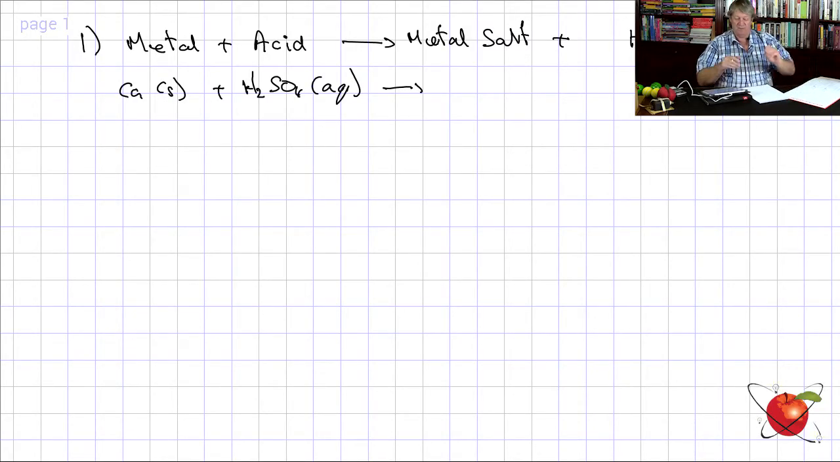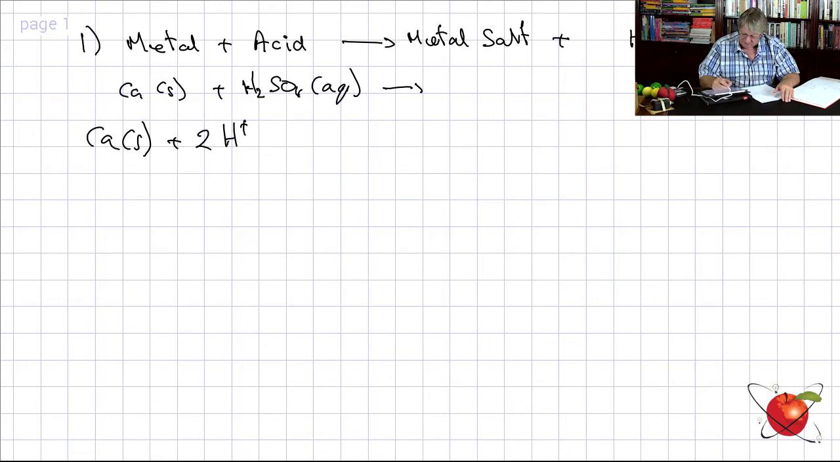Now, look what happens. We have got calcium. Over here, what have we got? This acid, when it's in water, dissociates to give us 2 H plus ions plus an SO4 2 minus. This then goes and you end up getting a metal salt. So there's the metal, there's the salt. These two just swap partners. That's all that happens. So we end up with calcium sulfate.